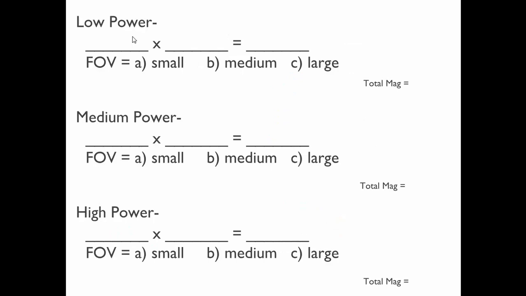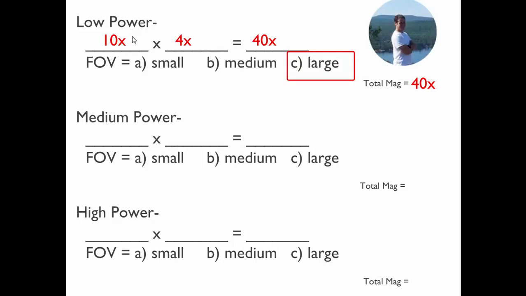relationship. Okay, so let's say we find some strange creature under the microscope, and we want to look at it. We start on low power. We have a 10x eyepiece lens. What's the objective lens for low power? 4x. Giving us total magnification of? 40x. But it gives us a large field of view. So I can see all of this strange creature.